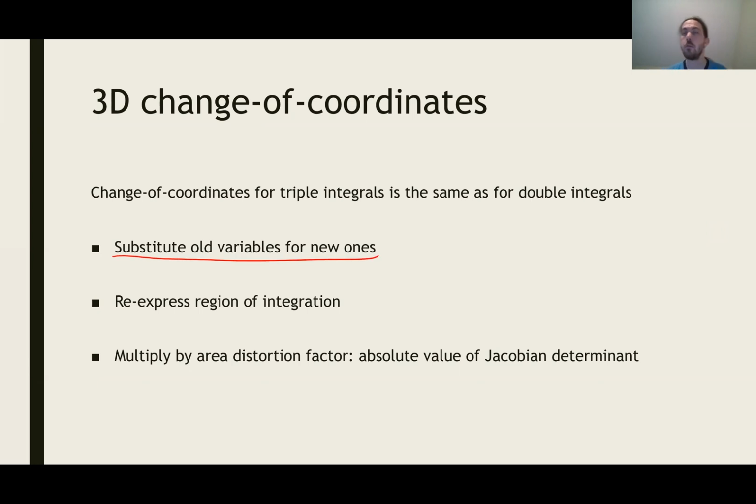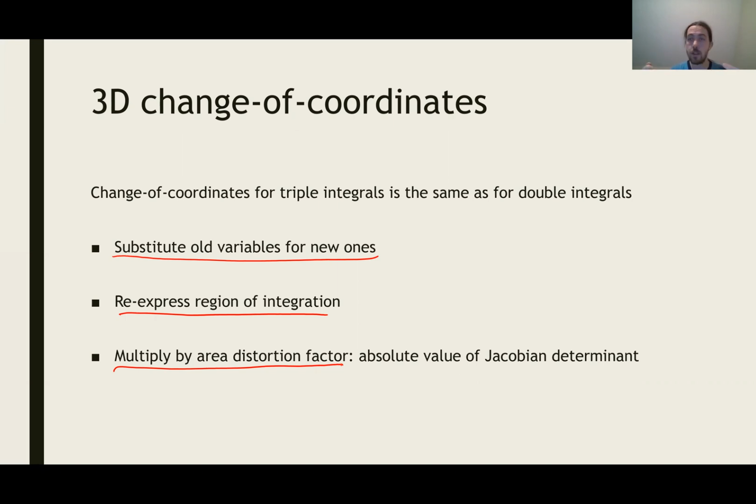We substitute our old variables for new ones. We have to replace x with whatever the new formula is. We have to replace y with whatever the new formula is. We have to replace z with whatever the new formula is. We have to re-express our region of integration in terms of the new coordinates, and we have to multiply by an area distortion factor. We have to calculate this Jacobian determinant.